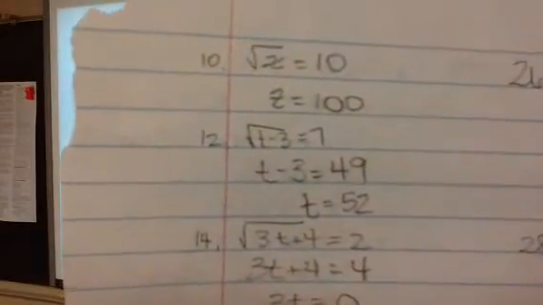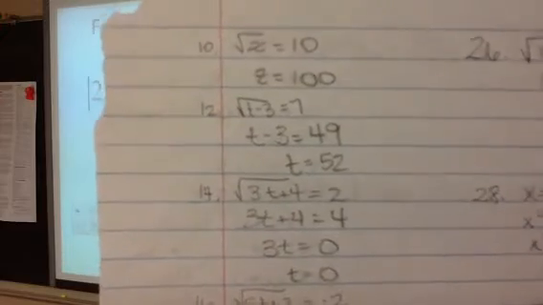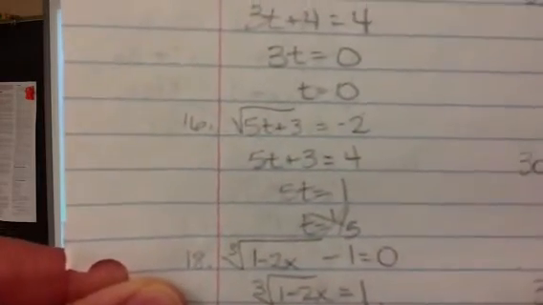The answer to number 10 is 100. The answer to 12 is 52. The answer to 14 is 0. 16, you get 1/5, but it does not work when you plug it back in. 18, you get 0. 20, you get 1.